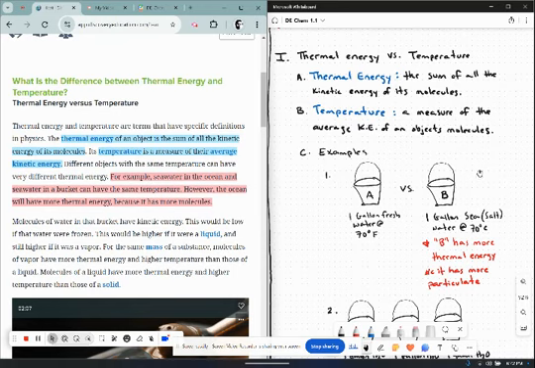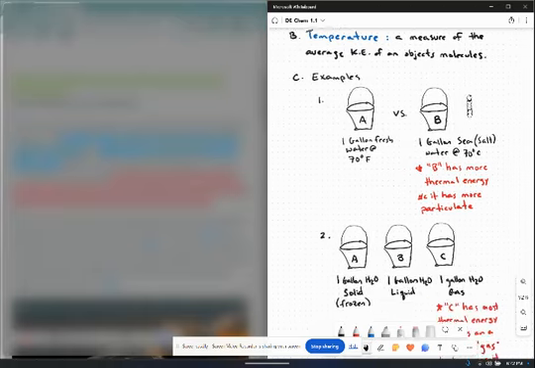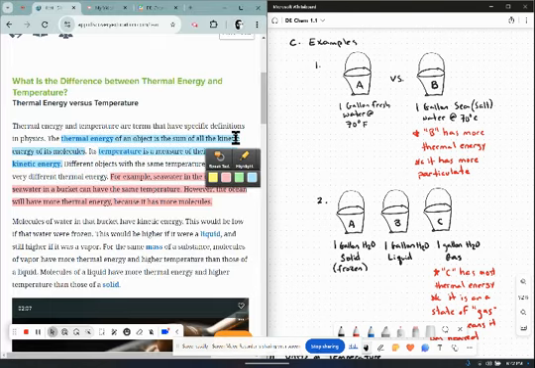Okay, so I guess we could go ahead and look at our buckets of water as an example here. Not sure why every time I click we lose the screen on the left.